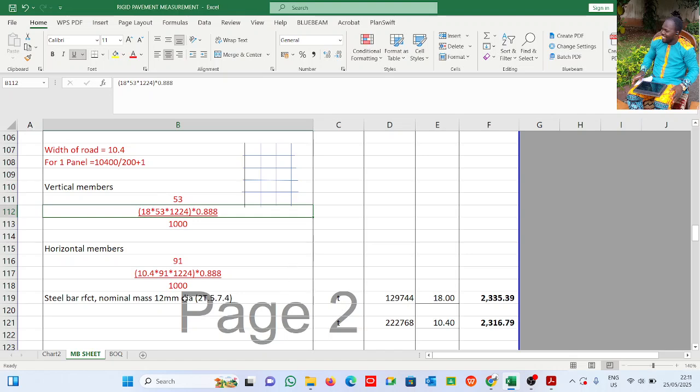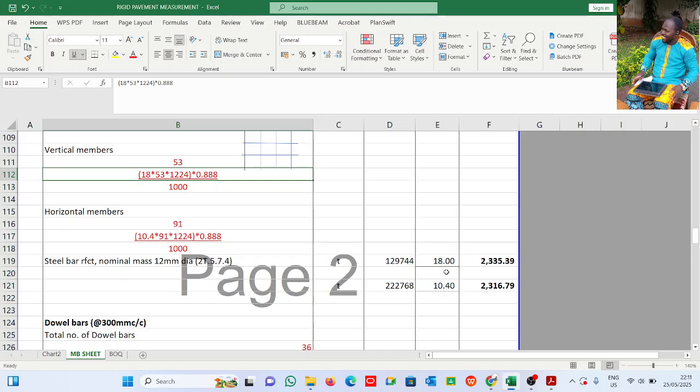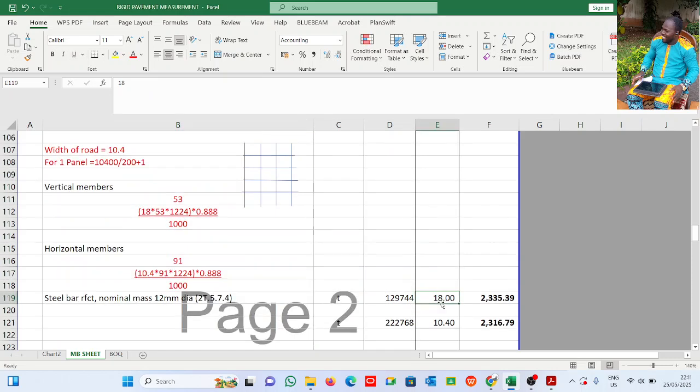All right, so for the horizontal, what did I put here? Okay, this is for the vertical members, we have the length is 18. All right, so how many numbers are there is what we just calculated, which is 53 numbers. Now how many panels? We have 1, 2, 3, 4 panels. Now we have it for two sides, right? One side and then the other side of the median. The same thing for the vertical members.